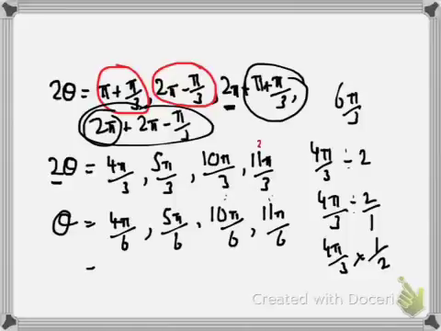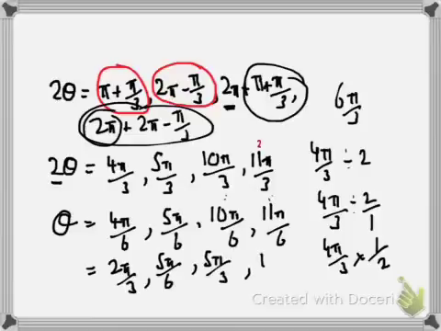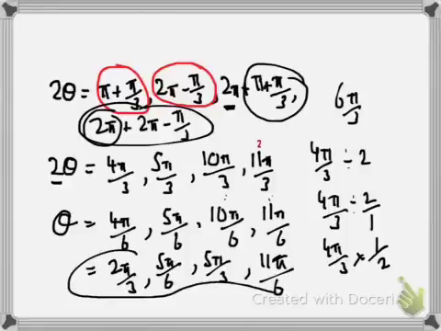Cancelling down, because some of these can be cancelled down here. 4 pi on 6 is 2 pi on 3. That one can't, so it stays as 5 pi on 6. 10 pi on 6 comes down to 5 pi on 3. And 11 pi on 6 stays as is. So there, ladies and gentlemen, are our 4 solutions: 2 pi on 3, 5 pi on 6, 5 pi on 3, 11 pi on 6.